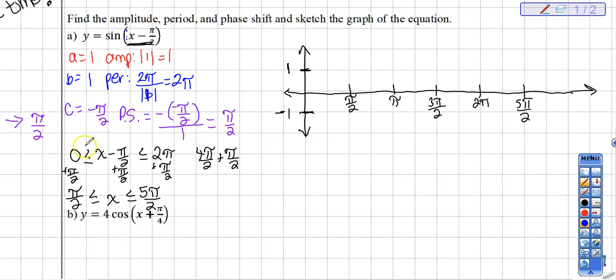Now, here's the thing. This is my sine function, right? So if I were to start here at 0, where would I be on my y-axis for my sine function? 0, right? So I'm going to start here on my sine wave at pi over 2, and then up 1, down 1, down 1, up 1, and there I have my sine function. I just took all of my regular sine functions and I pushed all of those points right pi over 2. Do you see it?